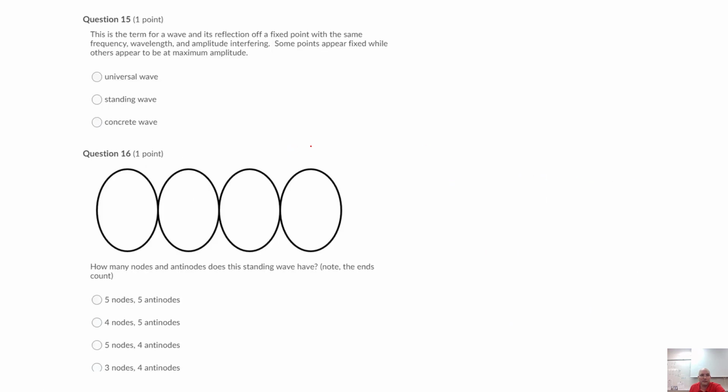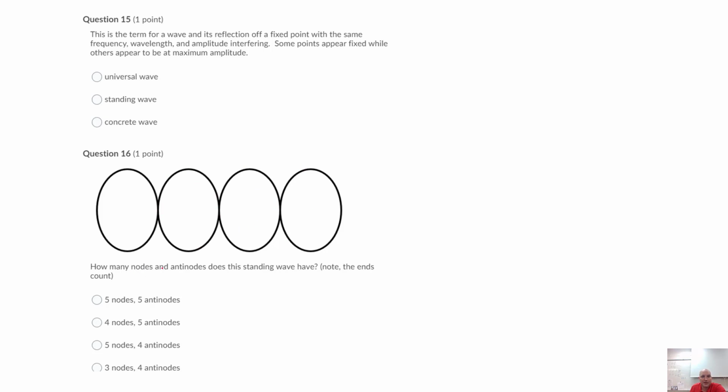So that gets you to this question. What's the term for the reflection off a fixed point with the same frequency, wavelength, and amplitude interfering? Some points appear fixed at no amplitude, while others appear to be at maximum amplitude. So when I say fixed, it looks like these parts aren't moving at all, whereas these parts look like they're maximum amplitudes right here.